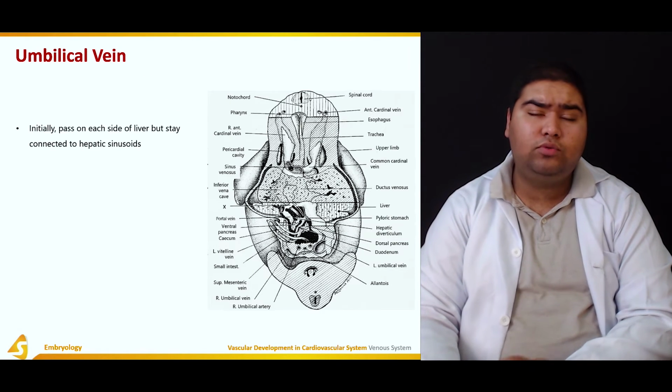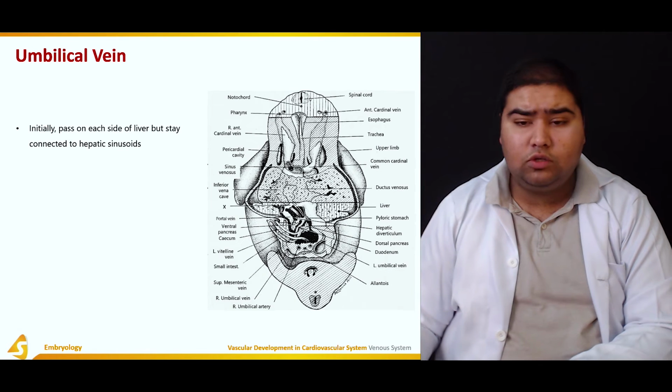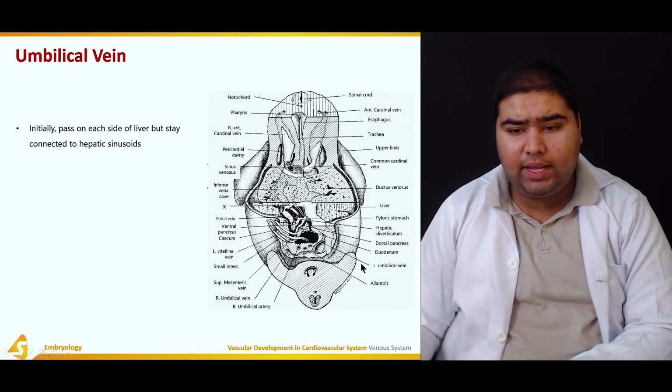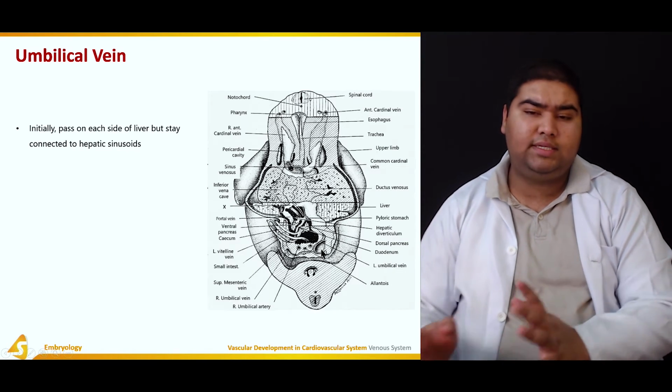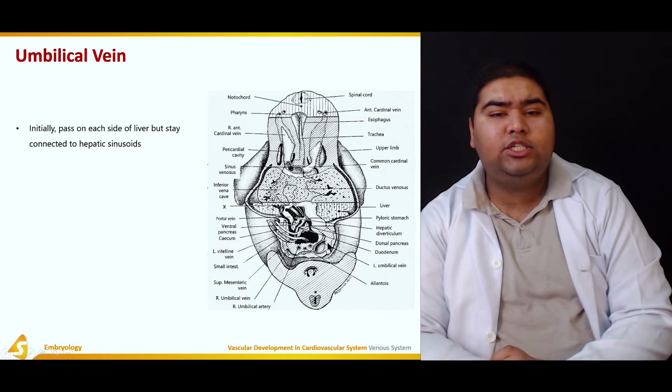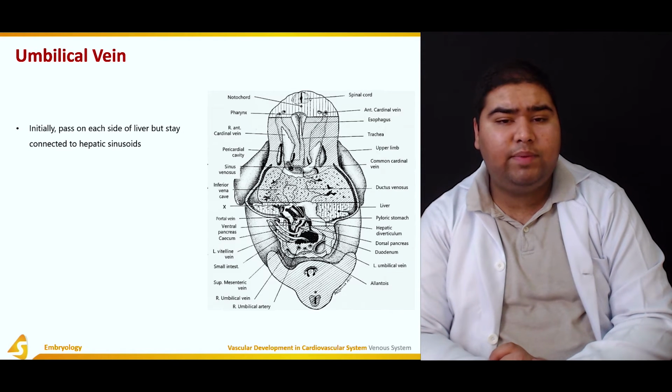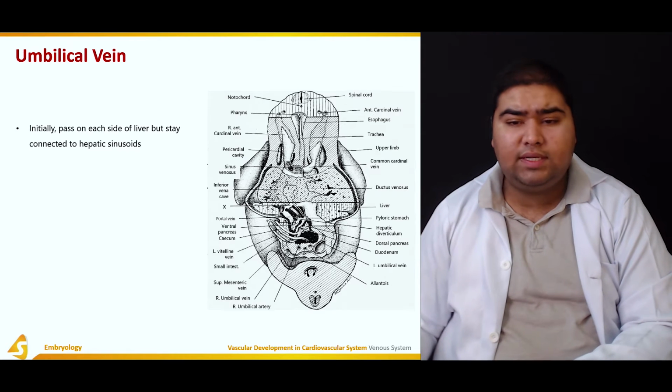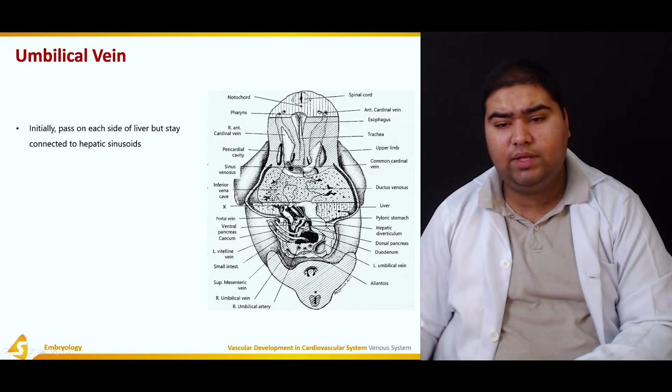Moving on to the umbilical veins. So this is the right umbilical vein. This is the left umbilical vein. So let's see what happens with these. Initially, they pass on each side of the liver, but they stay connected to the hepatic sinusoids. So this is the region where the liver is formed.